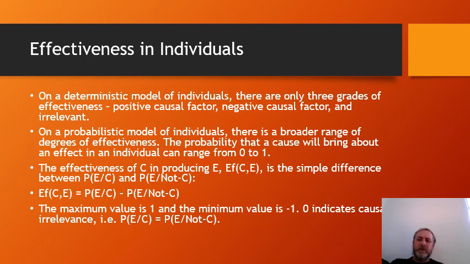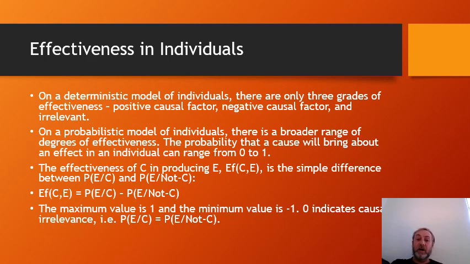So on the deterministic model for individuals, there's really only three grades of effectiveness, right? Is it a positive causal factor? Is it a negative causal factor? Or is it irrelevant? But when we're moving to the probabilistic models, now we can sort of like say a lot more, right? We might want to know how much does it increase the probability of the effect, right? And that's a measure of effectiveness in a more interesting way.